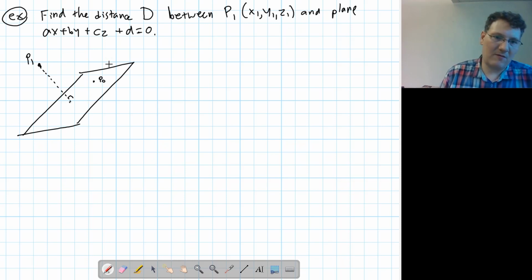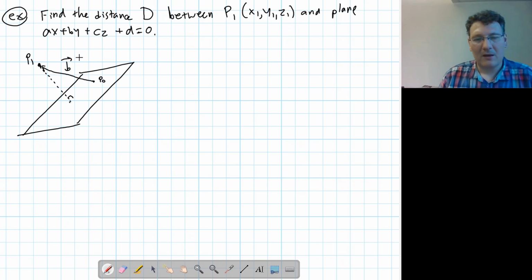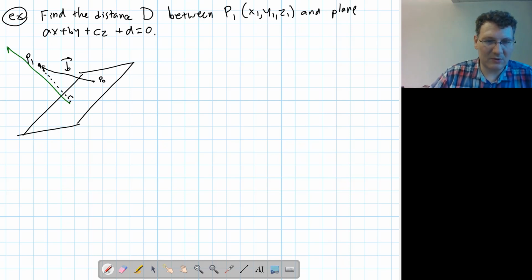And if we were to draw a vector from P0 to P1, call that vector B. Remember the normal vector, I'm going to draw it right next to it because I don't want to go over the dotted lines. If we were to take the projection of B and project it onto, it's not n1, sorry, it's just vector n, the normal vector.